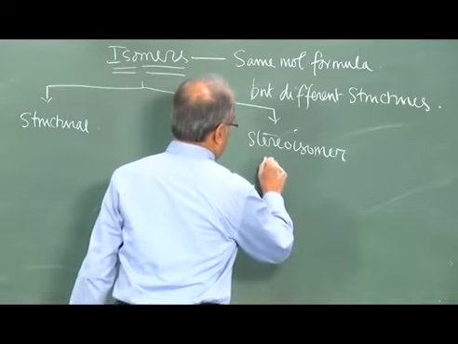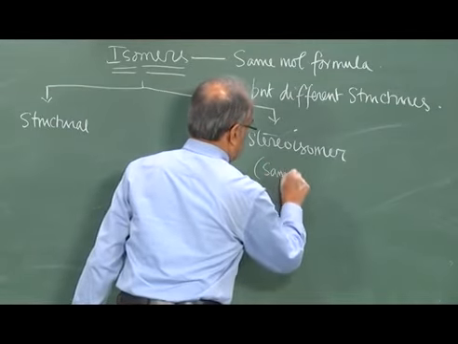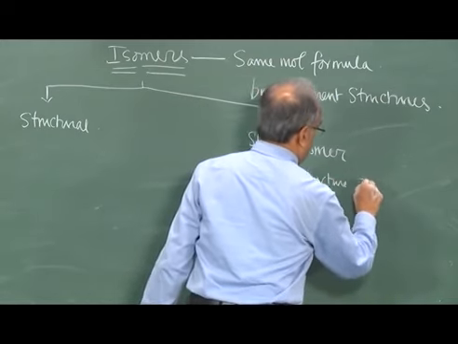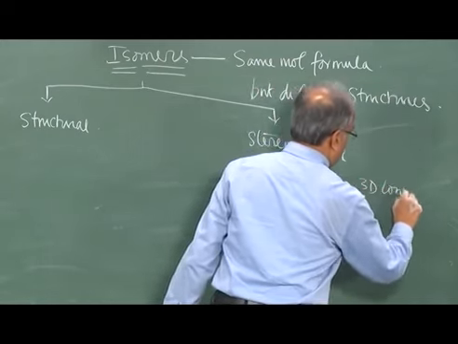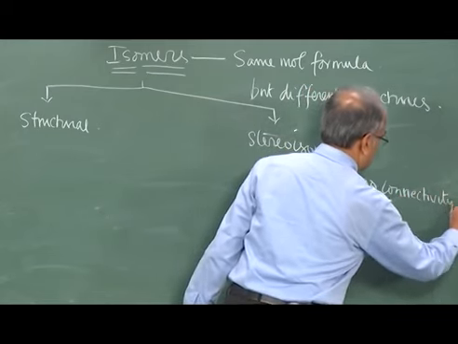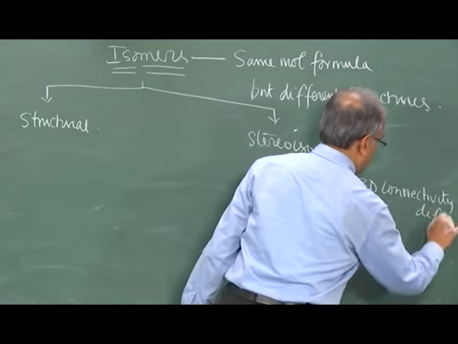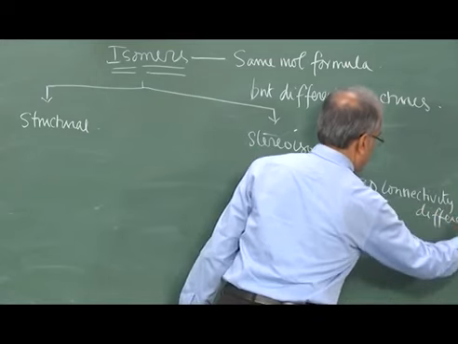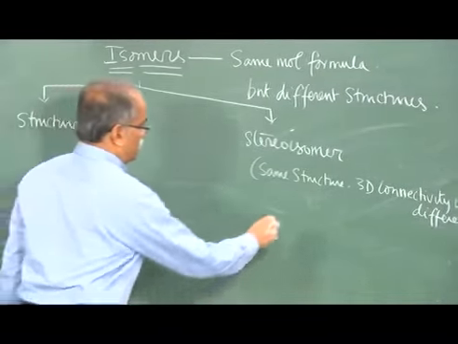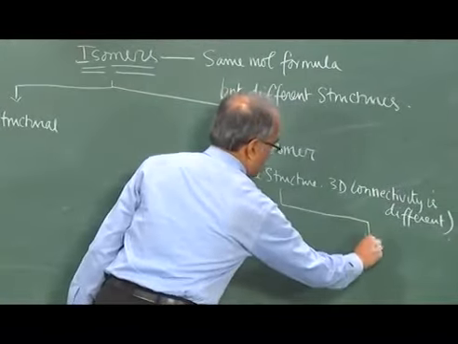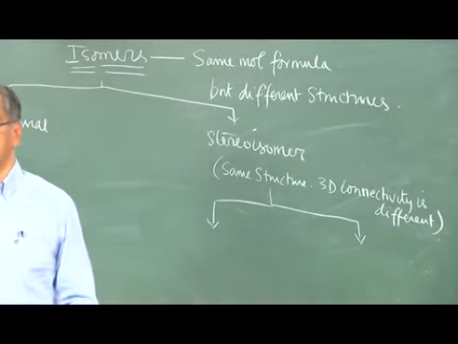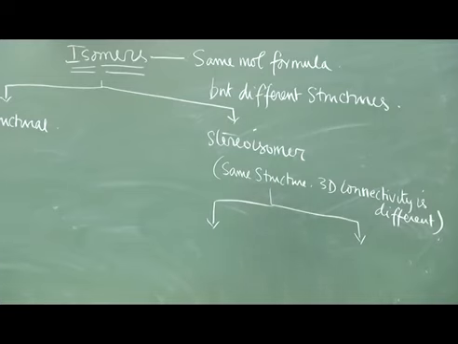Stereoisomers, the structure will be essentially the same, the connectivity in the 3-dimensional manner is different. So, this is essentially the same structure, 3-dimensional connectivity is different. The stereoisomers, you have 2 types of stereoisomers. One stereoisomer is known as the geometrical isomers.